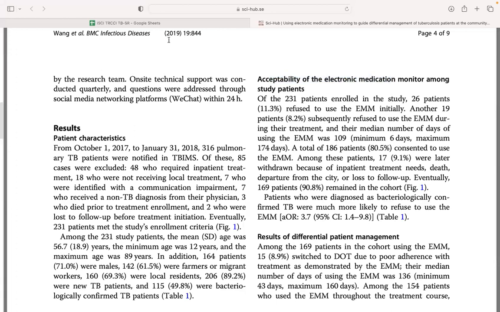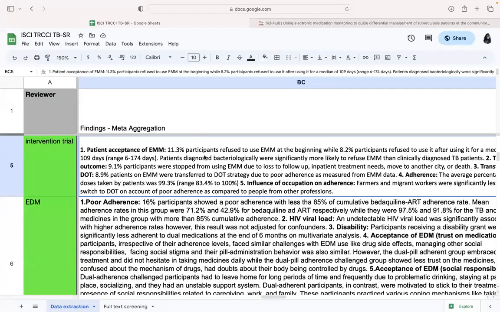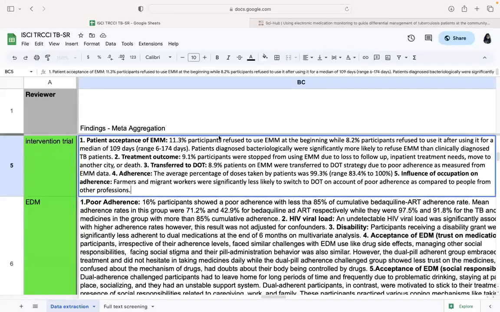Before we move further, I want to give you a reading about what I have written. I've already gone through the results section and written this information. So first subheading, I have merged subheadings and findings together. I kept subheadings in bold, so it's easier for me to read. So first subheading I found was patient acceptance for EMM. EMM is electronic medication monitor.